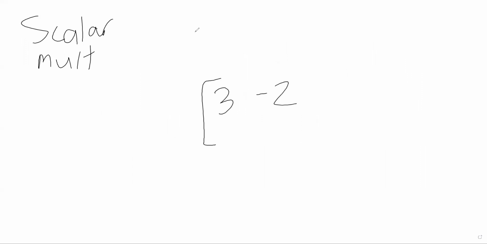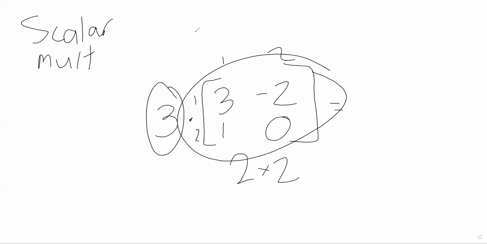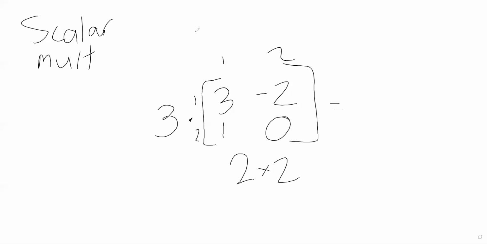We have scalar multiplication. What scalar multiplication is, you'll be given an array. Let's say it's 3, -2, 1, 0. Again, anytime you see an operation, you want to figure out the dimensions of this array. So you got 1 row, 2 rows, 1 column, 2 columns, so it's a 2 by 2 array. And there's going to be a number out front, and let's say that's 3. So you're multiplying this 3 by this matrix. That's scalar multiplication, is you're multiplying a number by a matrix.